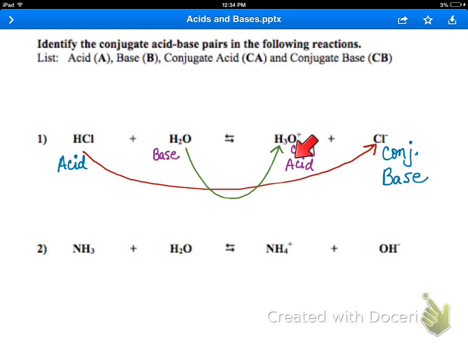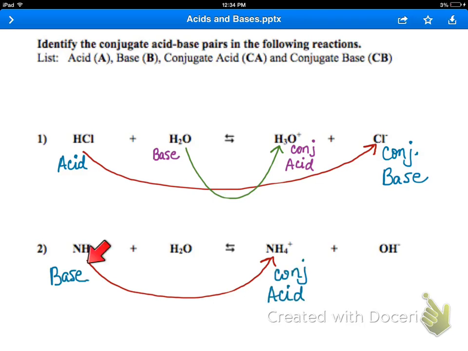We always write the word conjugate on the right. It's just convention. It's to show that it's on the product side of the reaction. So acid becomes a conjugate base, base becomes a conjugate acid, and you're going to use the protons to be able to tell which is which. So again, pause the video, go through and label the next equation, and then turn it back on and check and see how you did.